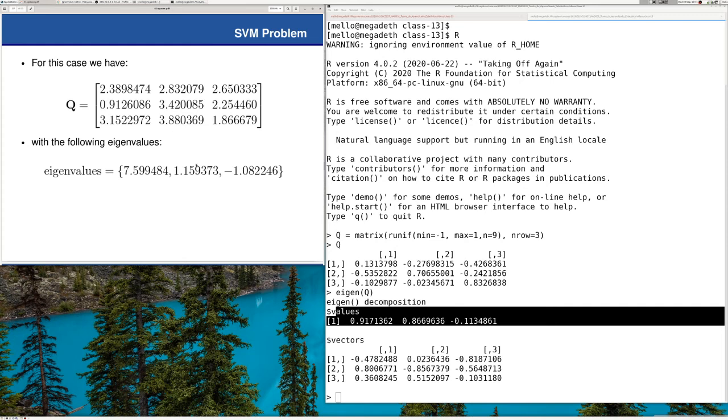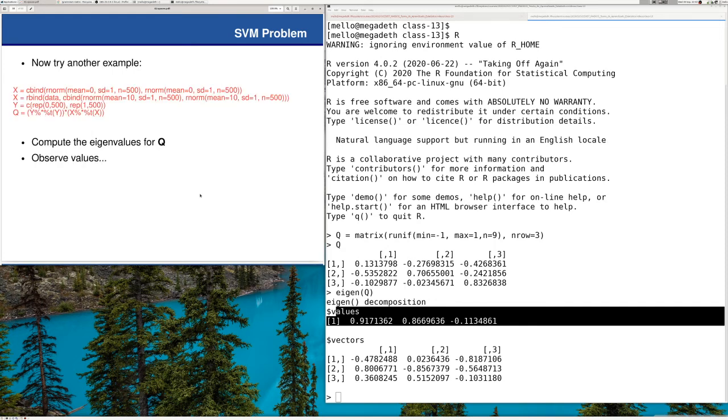So this is what happens in this particular example that I showed you here. So, could I use this Q matrix? No, I couldn't, because one of its eigenvalues is negative.